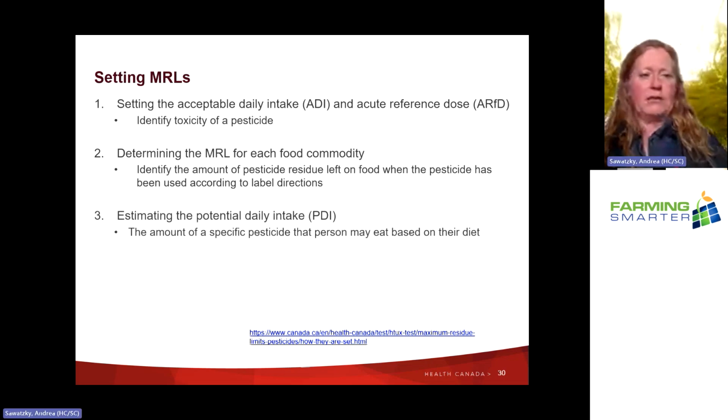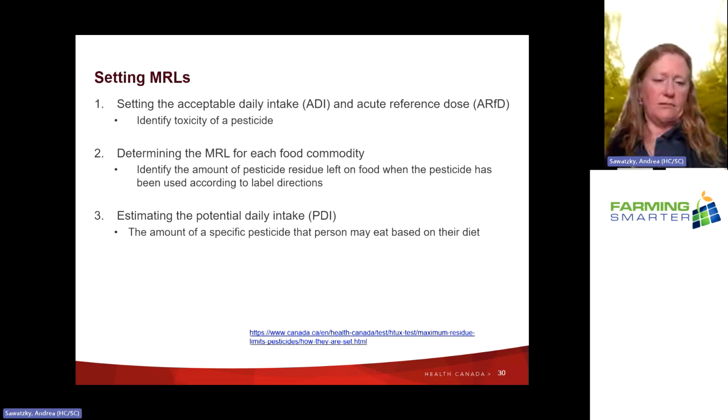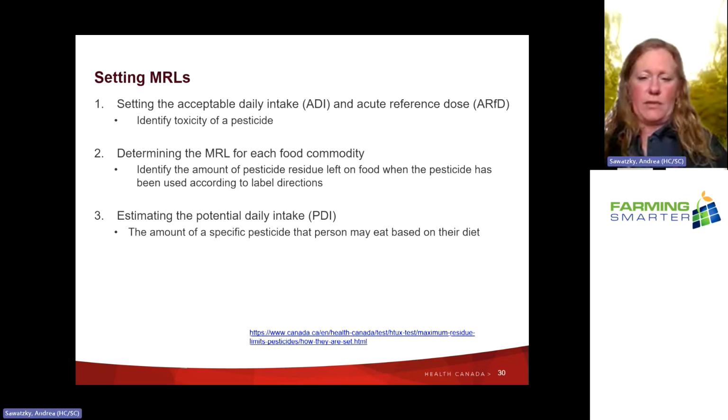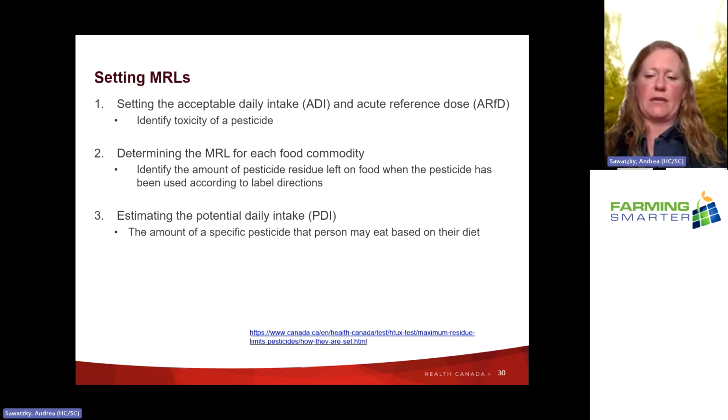After that, they'll look at the estimated potential daily intake. This is the amount of a specific pesticide that a person may eat based on their diet and not come to harm. So when they look at this, the scientists are looking at a variety of diets. They look at the amount and type of food someone in Canada could eat that could contain certain pesticides that may be used in different foods, because there's apples, apple juice, applesauce, dried apple slices, right? There's a lot of different apple things, apple pie, right?